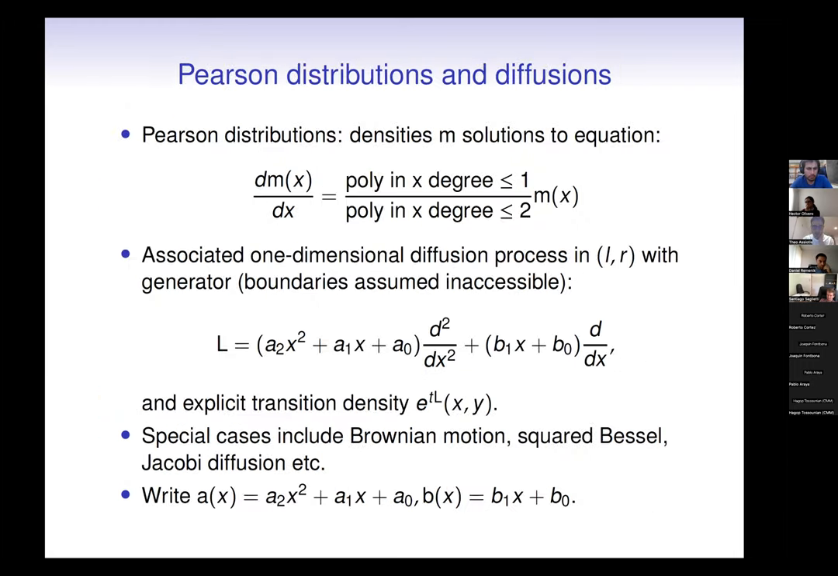Okay, so this is the Brownian case. And now let me tell you what I've done.